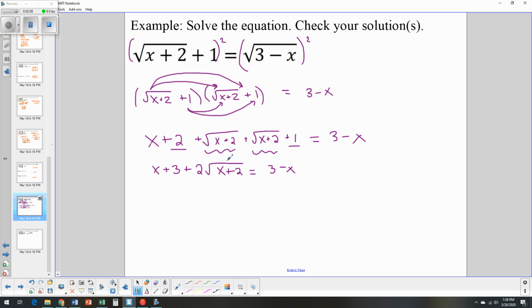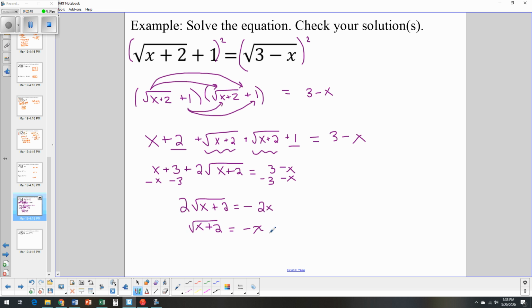I still want to get whatever's in the radical alone. So I'm going to subtract x. I'm going to subtract 3 to start. So now I have 2 times the square root of x plus 2 equals, those canceled, and I get negative 2x. Now I'm going to divide both sides by 2 so that I get the square root of x plus 2 equals negative x.